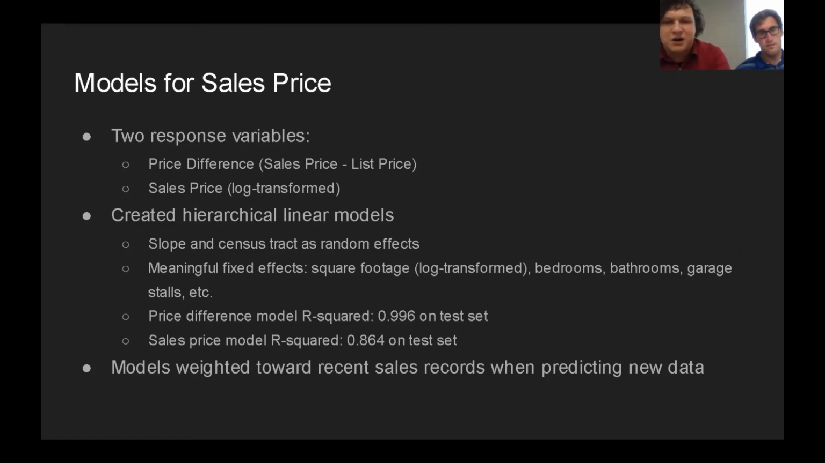So the price difference model has an R-squared of 0.996 on independent data, and the hedonic sales price model has an R-squared of 0.864 on new data, which is significantly better than naive calculations like using the list price or even basic linear models. So hierarchical models, excuse me, were much more meaningful. And we also created these models with variants that allowed for weights to be used when we're predicting new data to ensure that the current market data is weighted more than older data.